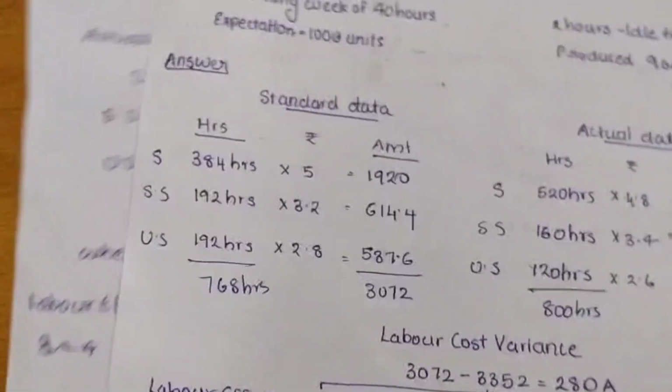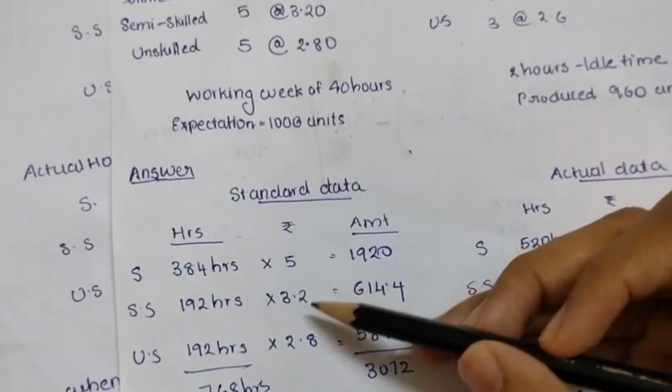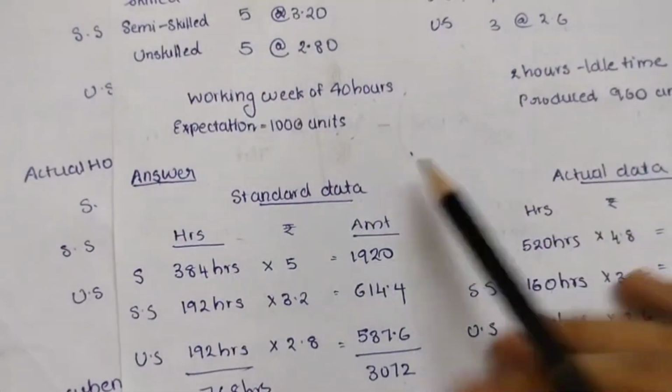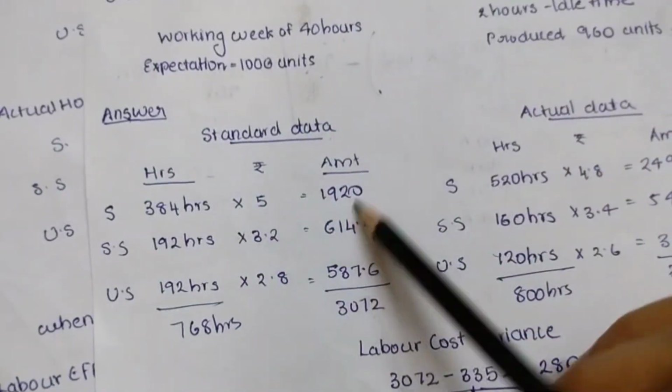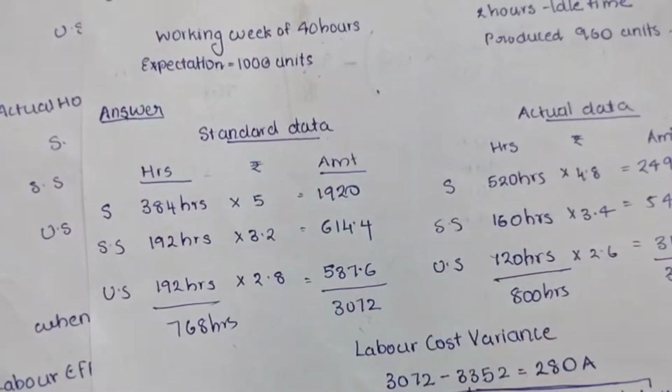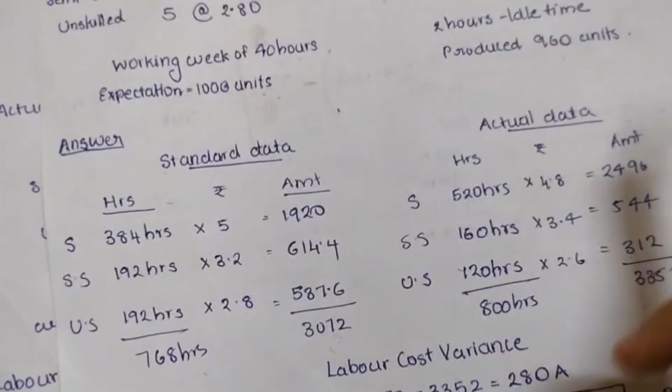This is how we calculated the standard data, and the standard rate we can take exactly from the question itself. There is no change in that. I have just multiplied it and taken the sum of this amount and this as well. We'll be needing it in the further calculations.